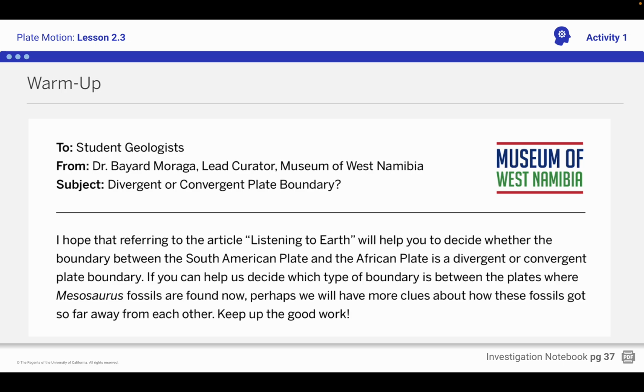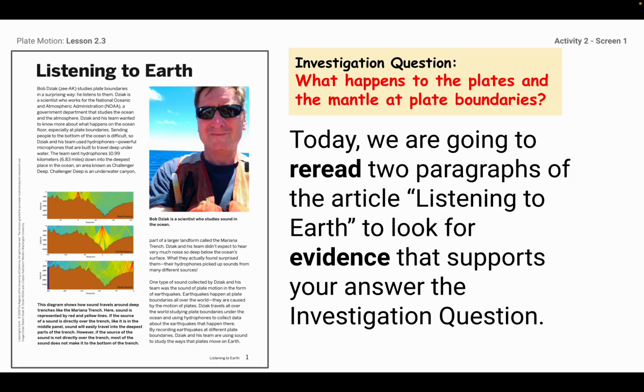If you remember, this article gave us a lot of information about divergent and convergent. So hopefully we can use what we learned in the article, and you can make an assumption or a prediction of which one you think it is. He says, if you can help us decide which type of plate boundaries between the plates where Mesosaurus fossils are found, perhaps we'll have more clues about how these fossils got so far away from each other. Keep up the good work. So that's what we're going to do today.